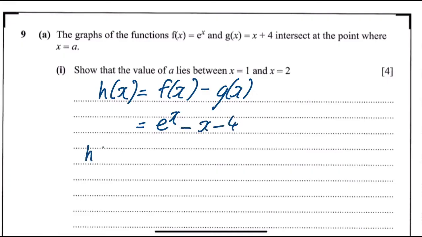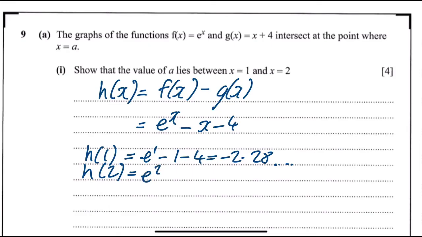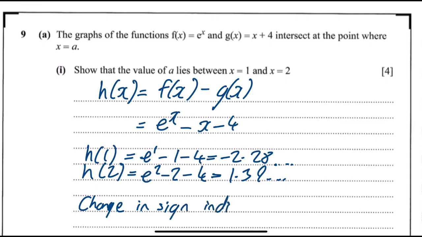And then if we put in 1, so h of 1 is e to the 1 minus 5, and that worked out to be minus 2.28 something or other. And h of 2, so putting in the 2, you get e to the 2 minus 6, which worked out to be 1.39 something or other. So let's say the change in sign indicates a root of the equation.